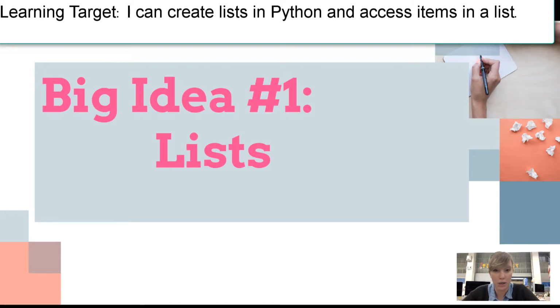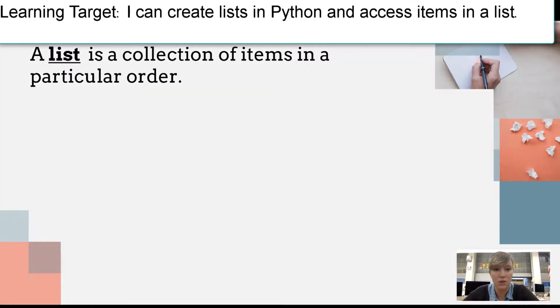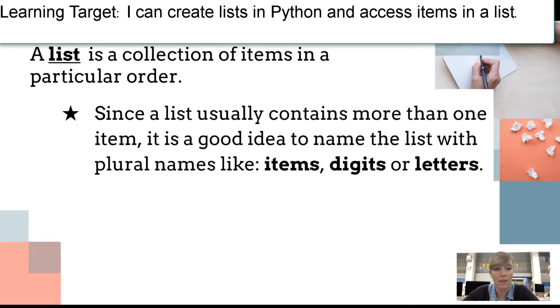So the first big idea we're going to cover today is lists. A list is a collection of items in a particular order. Since a list usually contains more than one item, it's a good idea to name the list with plural names like items, digits, or letters. We're going to give you an example of a list in just a second. But the naming qualification is to use something with a plural.